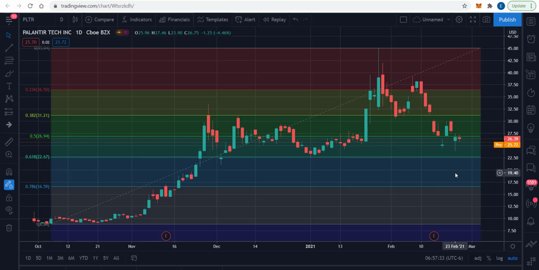I would wait if you're looking to initiate a position here, because one strong down move and this stock is going to look like it's heading lower. One strong up move, and I'm telling you, people are going to be on the bandwagon buying it.